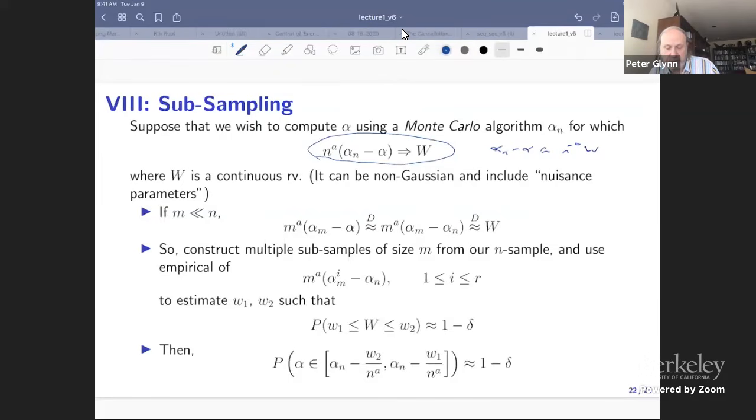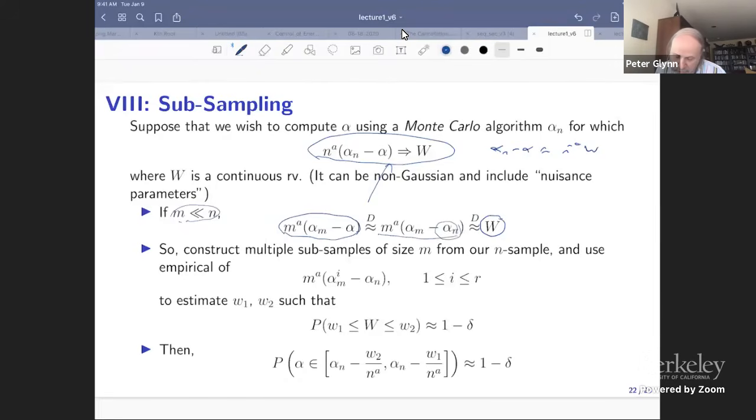And now the point is that if we choose a subsample size m that's significantly smaller than n, then we know that if m is large but not as large as n, then m to the a times (alpha_m minus alpha) should be approximately distributed as the random variable W. That's according to this limit theorem up here. We don't know alpha in general, but if m is much smaller than n, then alpha_n has a precision that is so much higher than the precision of alpha_m itself that effectively we can substitute alpha_n for alpha and get something that has approximately the same distribution.